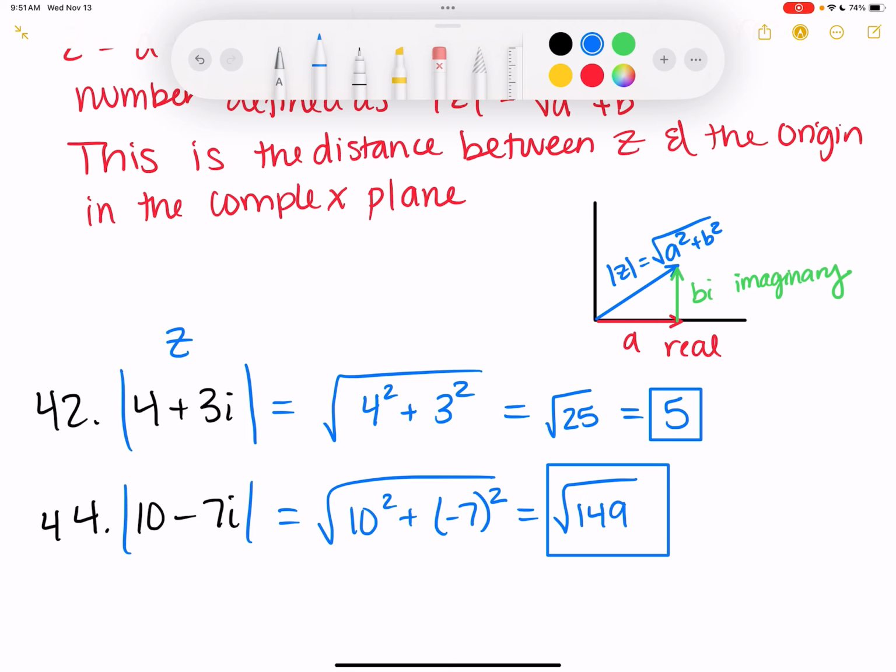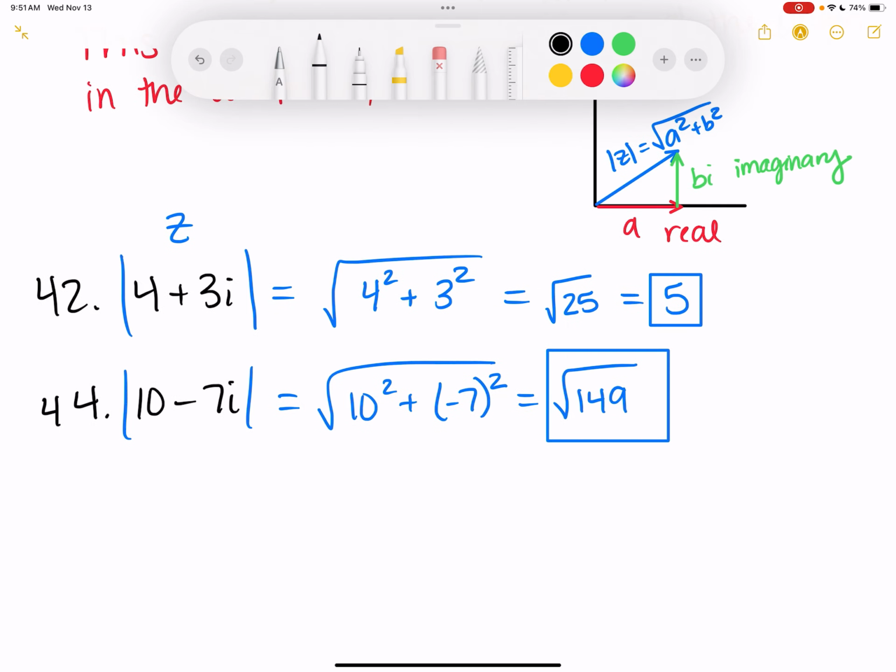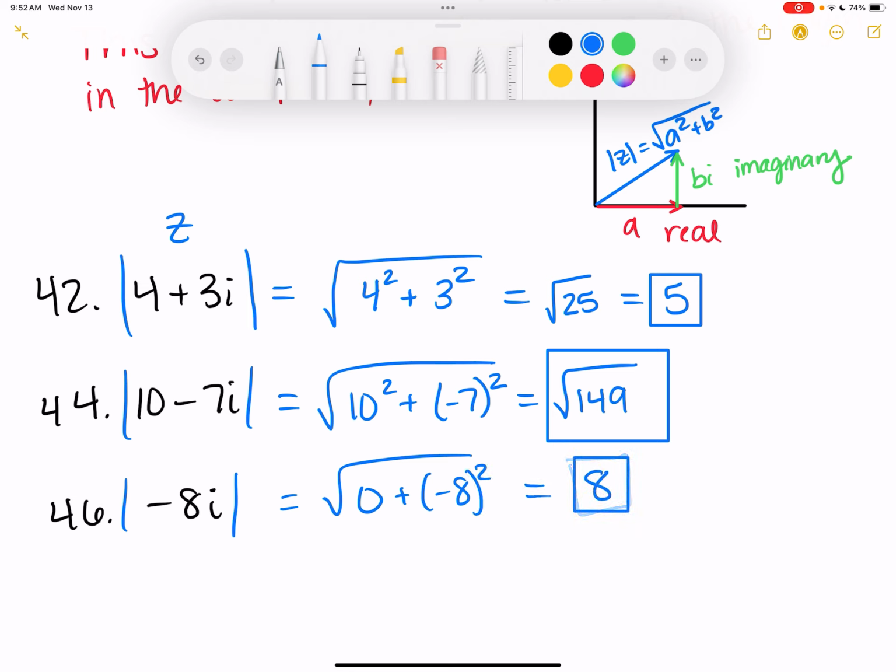What if I have negative 8i? Yes, you can. It's just going to be 8, because the distance is 8. 0 is a, so that would be 0 plus negative 8 squared, which would be the square root of 64, which is just 8. So if a piece is missing, you just put in a 0 for it.